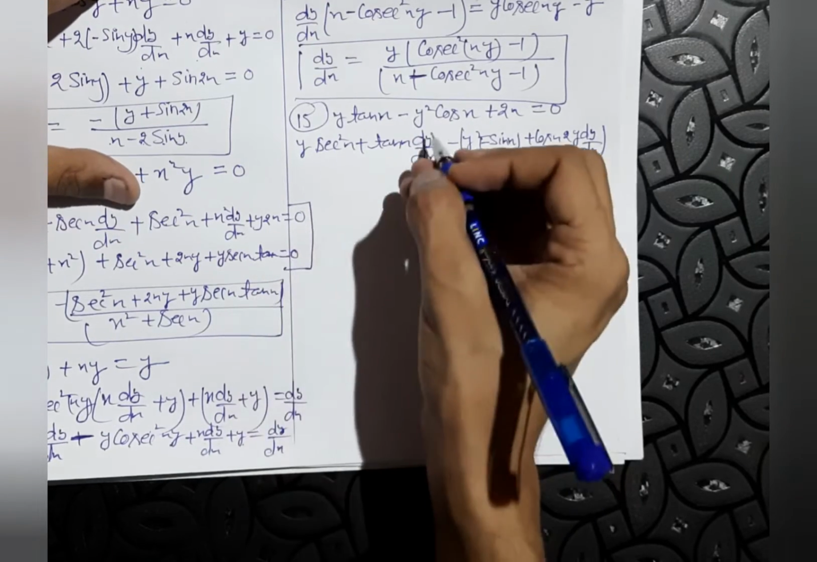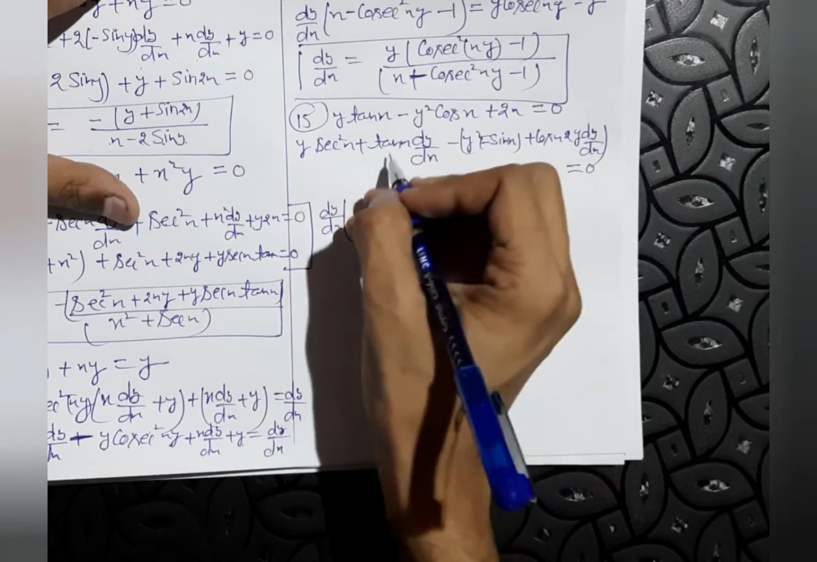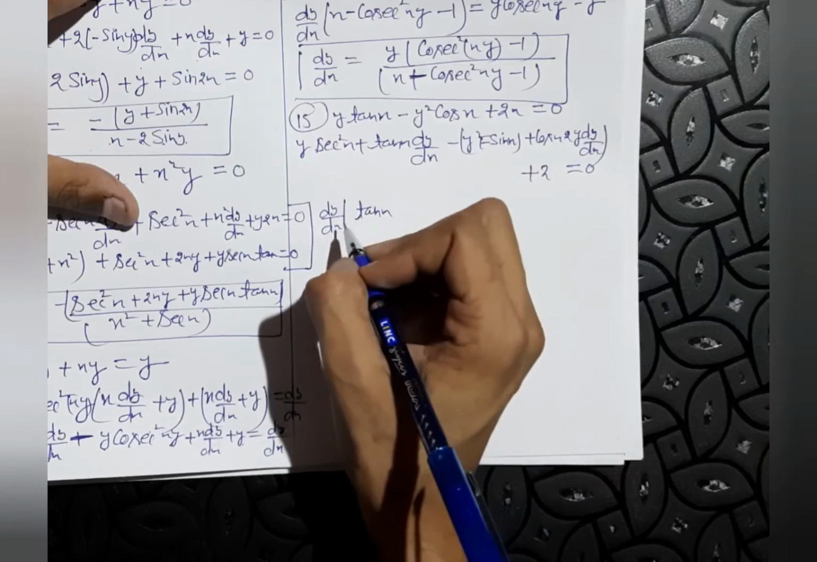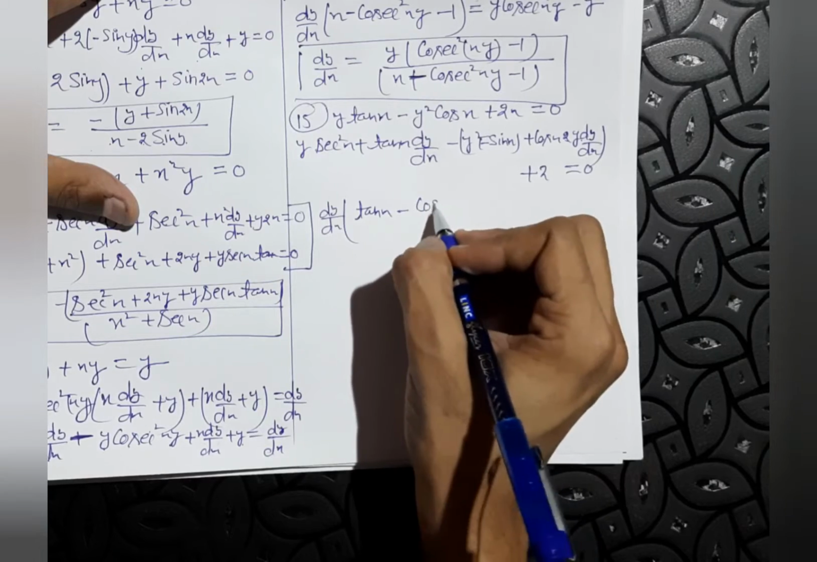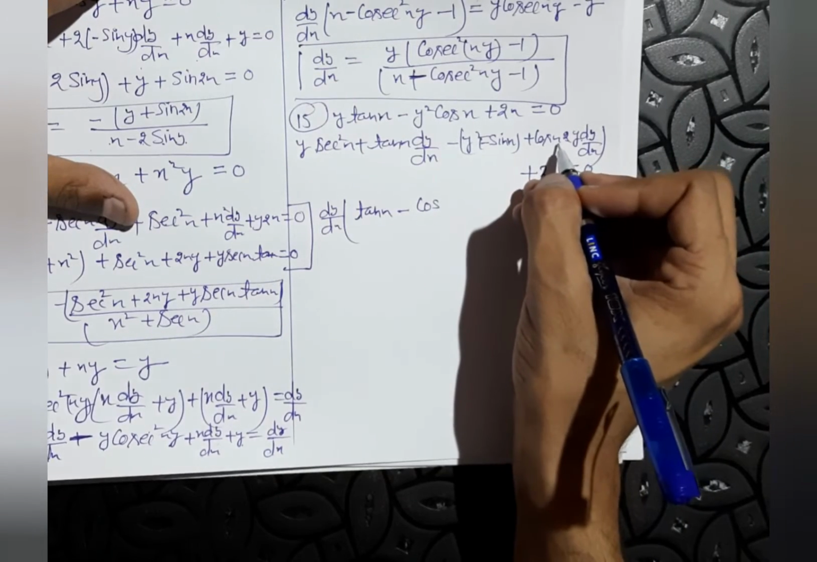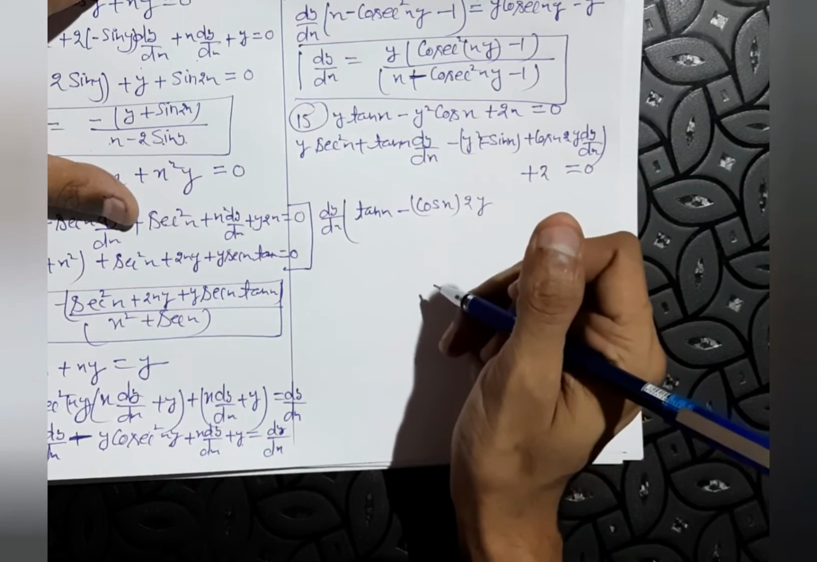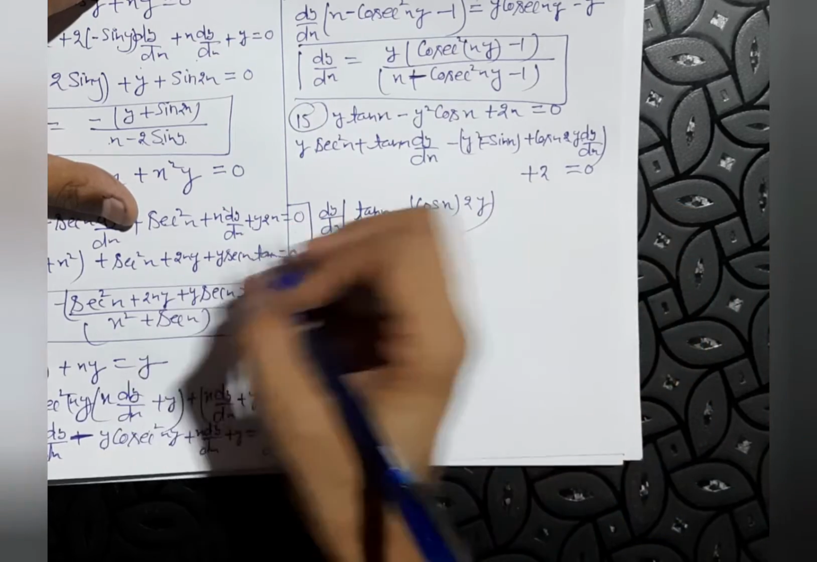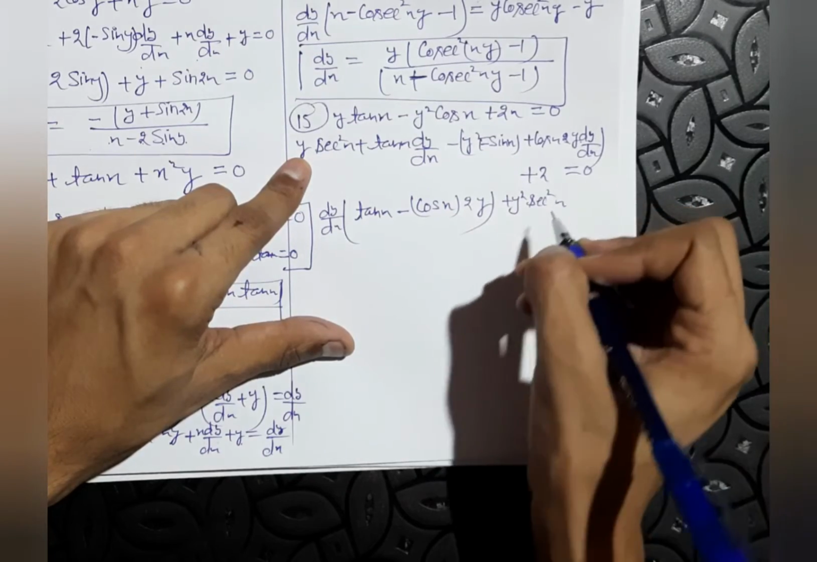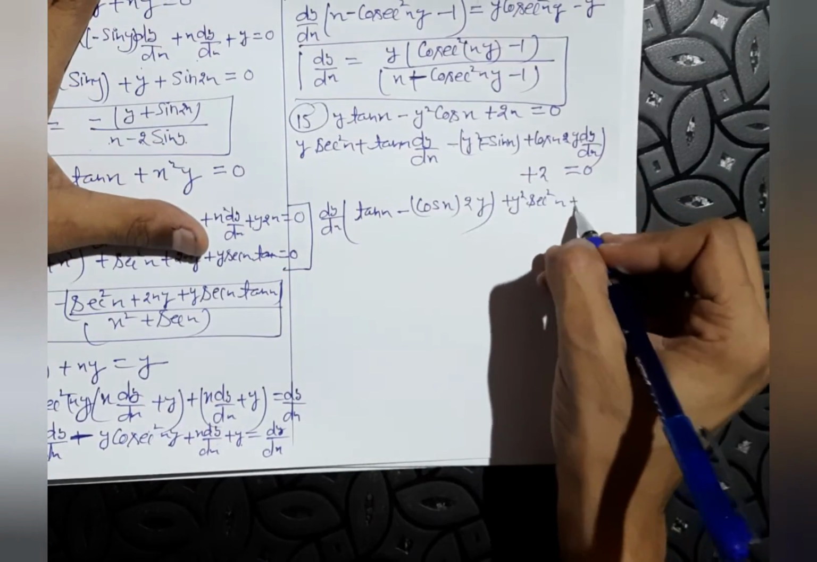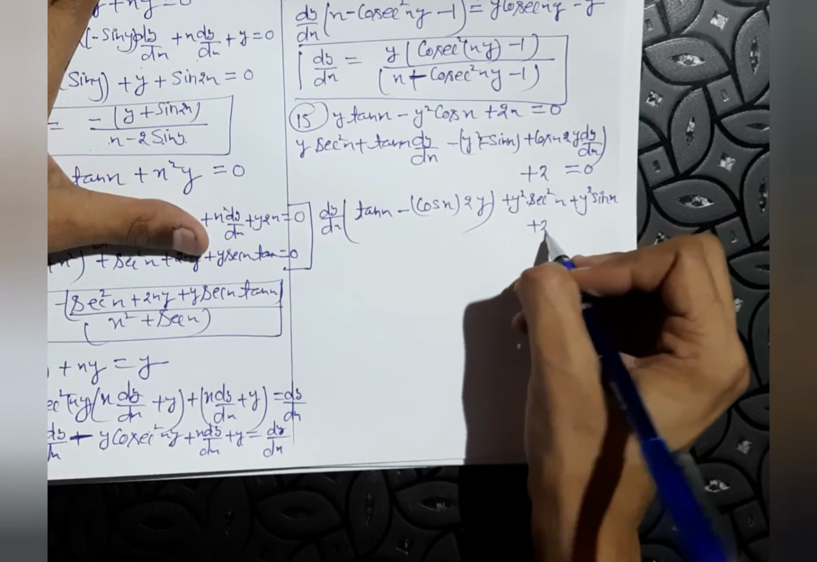Now let me take common dy over dx from the above equation. I get dy over dx and tan x is left from here, and this is the minus cos x times 2y, and here okay, so this is enough, and the remaining terms are plus y sec square x, and this is plus y square sin x and plus 2 equals 0.